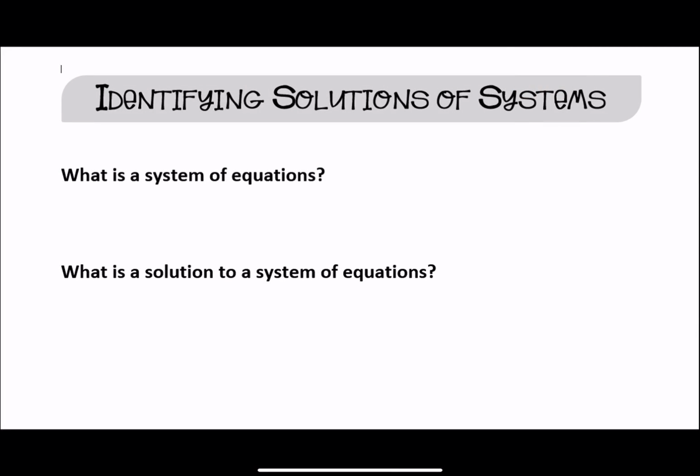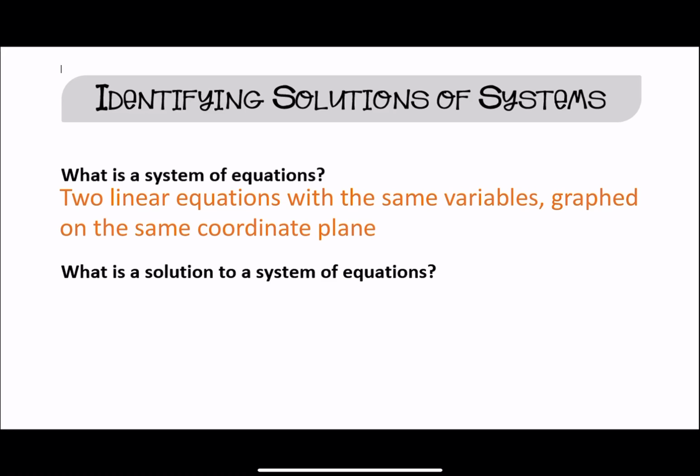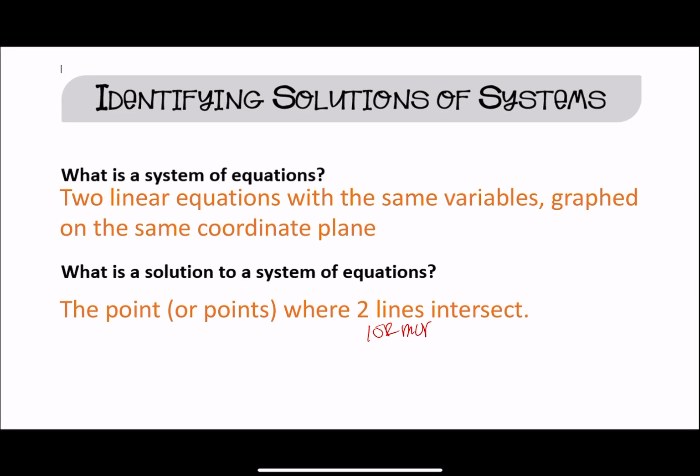All right, so today we're going to be talking about what solutions to a system of equations is. Now, first we have to talk about that a system of equations is two linear equations, sometimes more when you get to algebra 2, with the same variables graphed on the same coordinate plane. A solution to a system of equations is the point where two or more lines intersect.